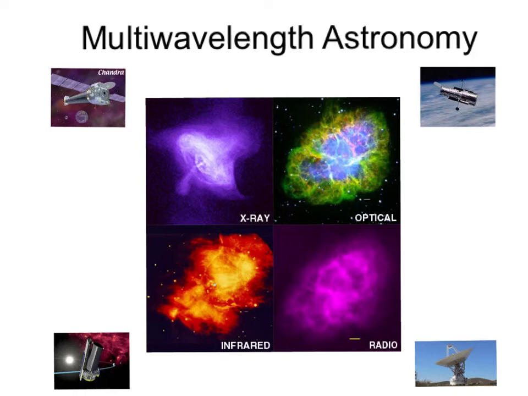Multi-wavelength astronomy. Astronomers observe objects at different wavelengths to learn more about them. Here we have a picture of the Crab Nebula. This is the Crab Nebula in the optical wavelengths. And the Crab Nebula is located about 6,500 light years away in the constellation of Taurus the Bull.